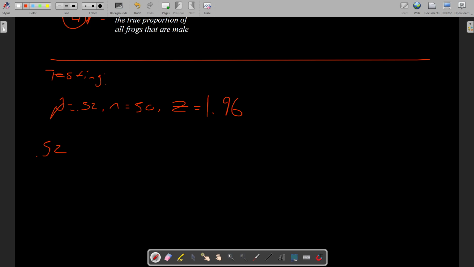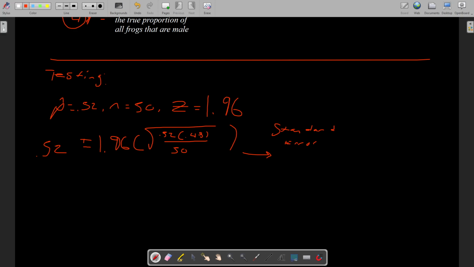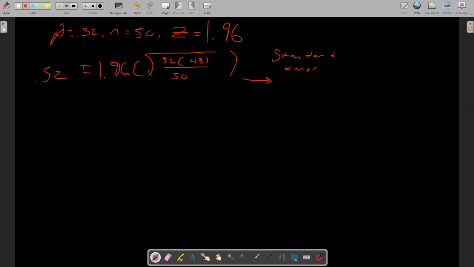Now to calculate the interval, we're going to take our p hat, our estimated population value, plus or minus our z times the square root of p hat times 1 minus p hat, which is 0.48, over 50. And this is the standard error, which you can also find on your formula sheet pretty easily, or you can just look it up, if you're not doing this with AP Stats.